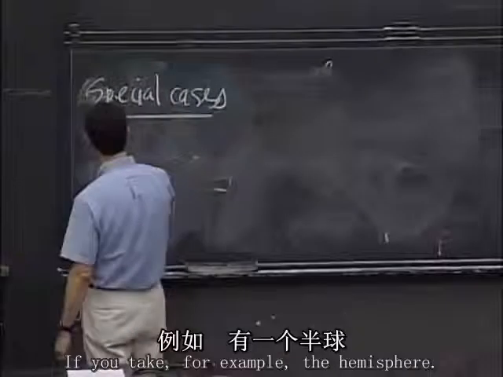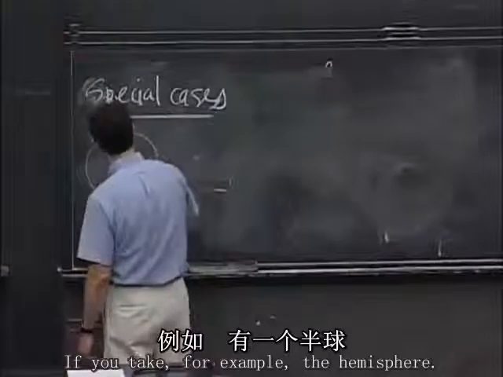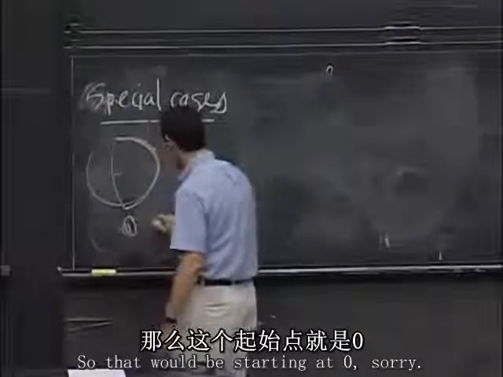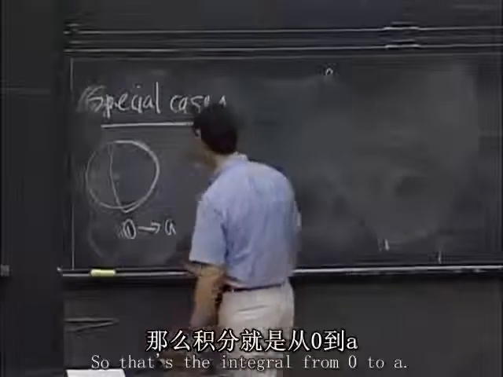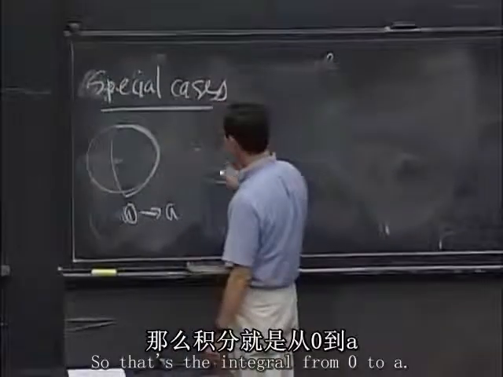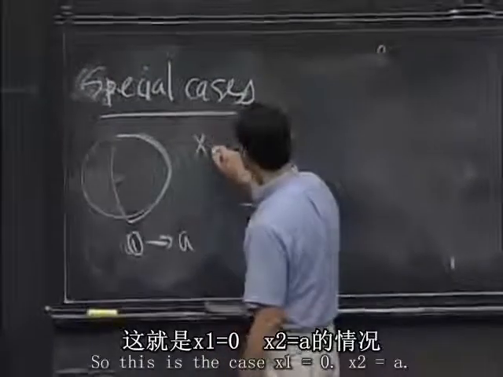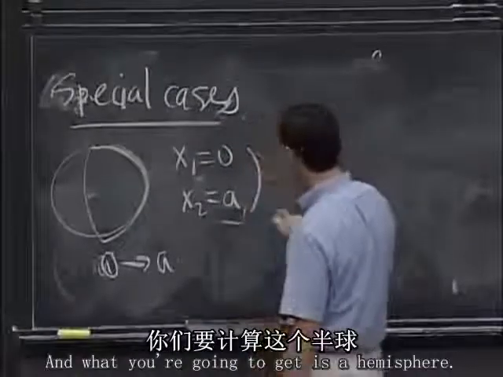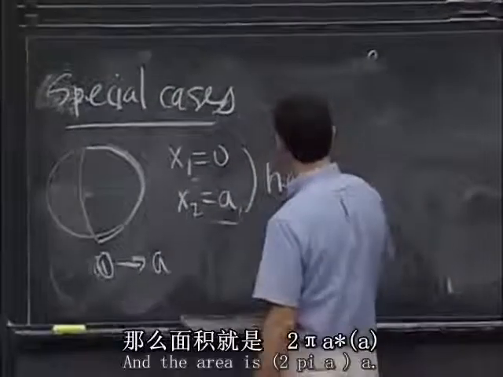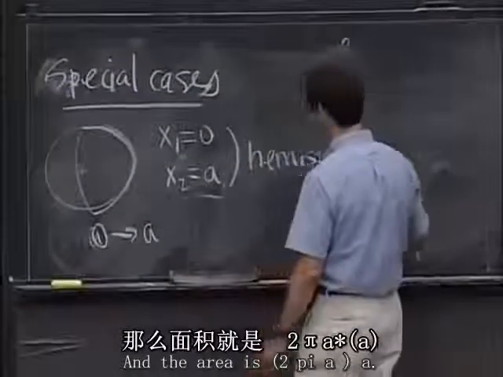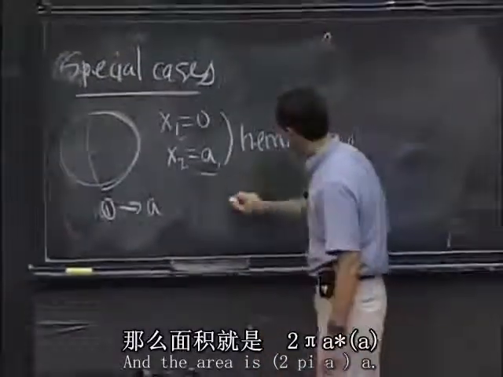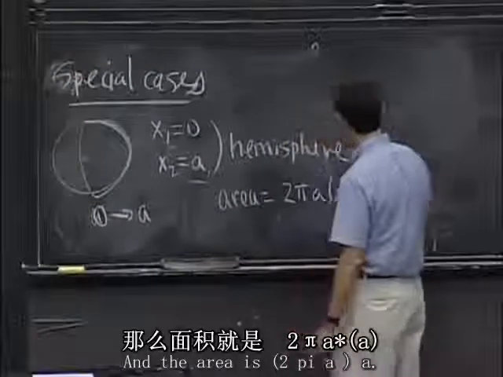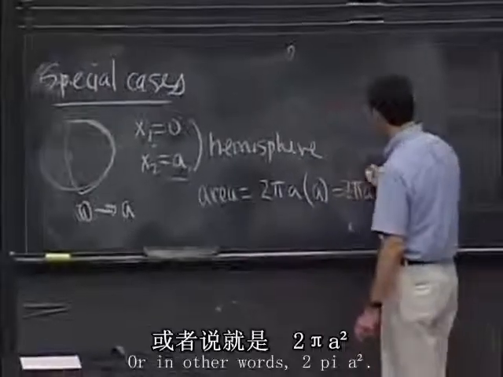If you take, for example, the hemisphere, so you take 1/2 of the sphere, so that would be starting at 0 and ending at a. All right? So that's the integral from 0 to a. So this is the case x1 is equal to 0, x2 is equal to a. And what you're going to get is a hemisphere. And the area is 2 pi a times a, or in other words, 2 pi a squared.